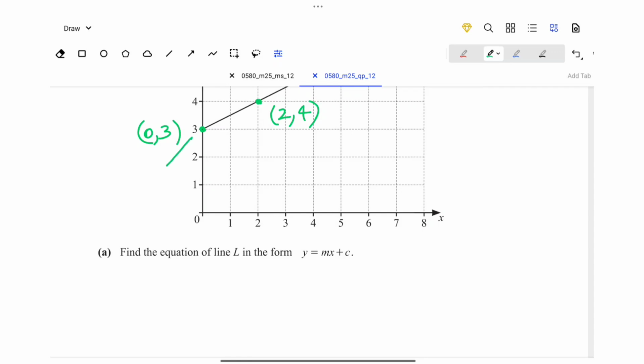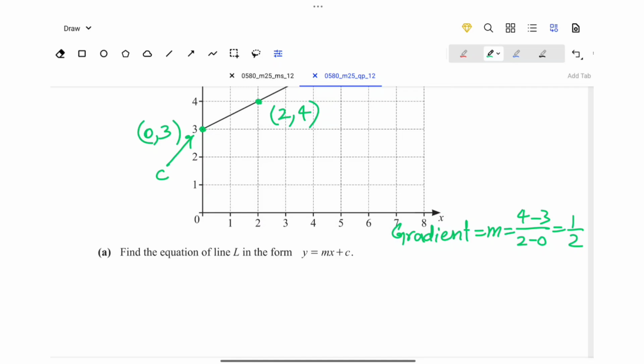This value 3 is also called c. C, which is here, is actually 3. But the gradient we can find. Gradient is m. How can we find the gradient? m is equal to (y2 minus y1) over (x2 minus x1), which is 4 minus 3 by 2 minus 0. So 1 by 2. We used these 2 points and calculated the gradient.